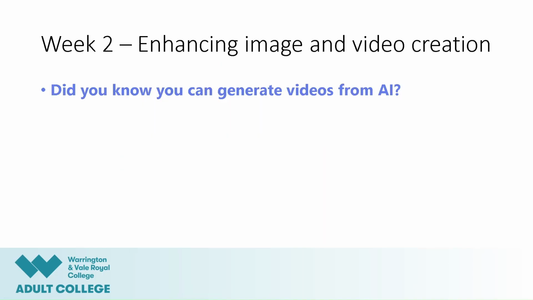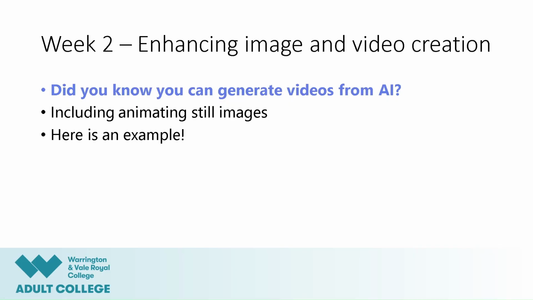Old photographs and also enhancing photographs in many ways. And not to forget from the previous course or other courses, creating images from an AI prompt. You can also generate videos from a still image. So an example of that might be, for example, oops, that's gone. So animating the still image.